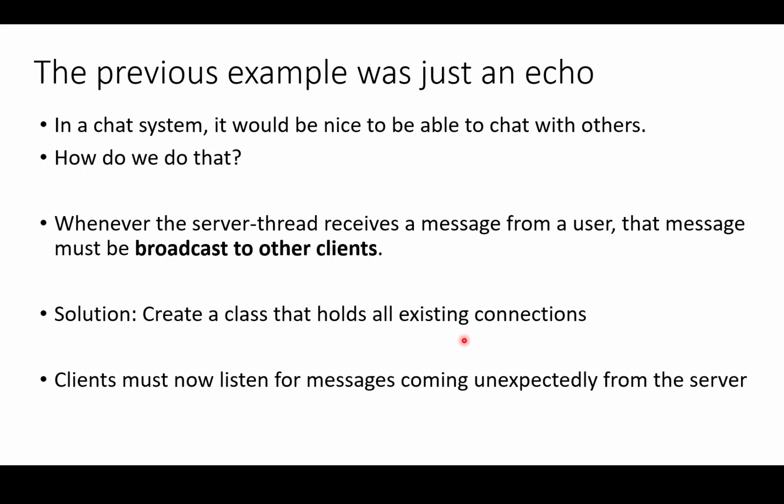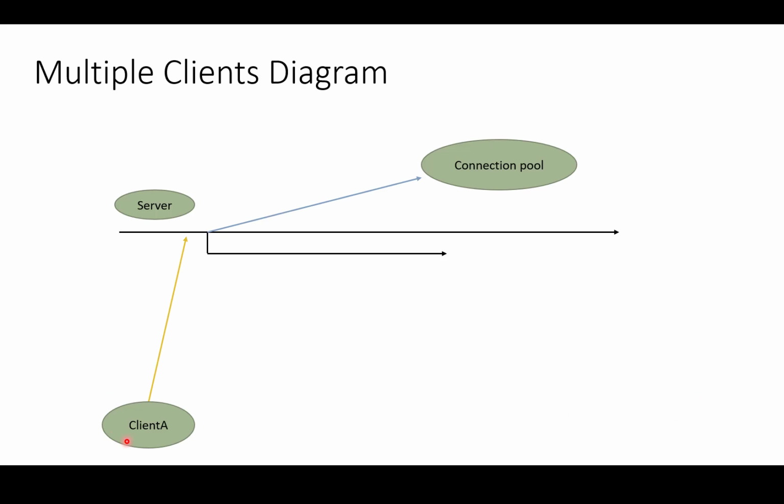Just a list of the socket handlers we saw, and we must now make the clients listen for messages from the server. Right, so it looks something like this. The client connects to the server. I create a new thread, a new socket handler. That socket handler goes into a class called the connection pool. It's just a list of socket handlers.